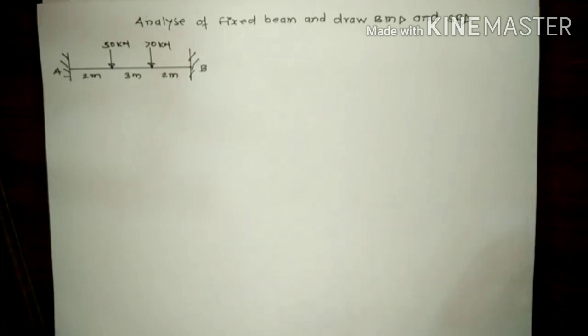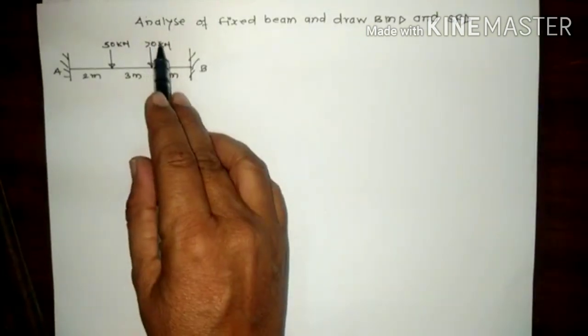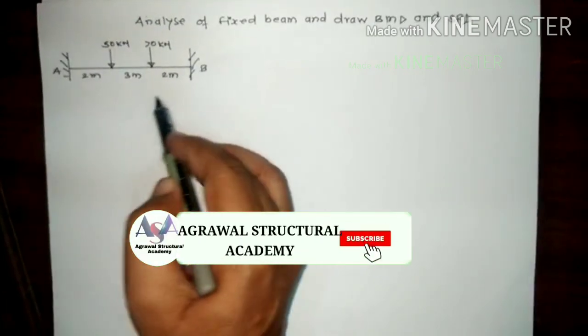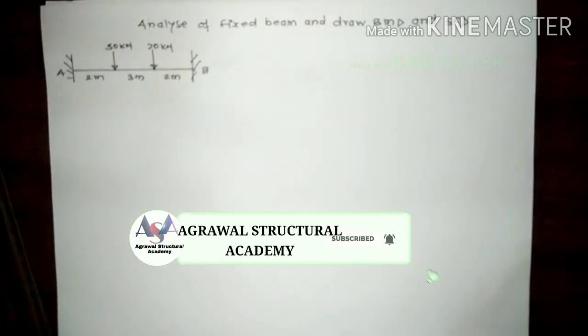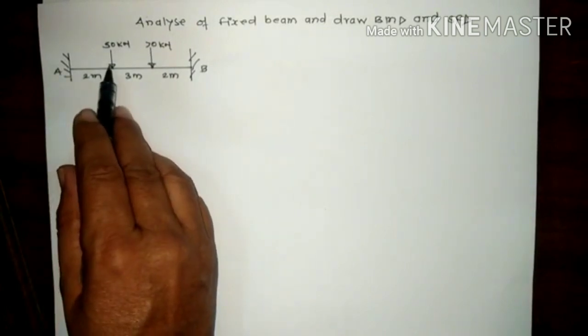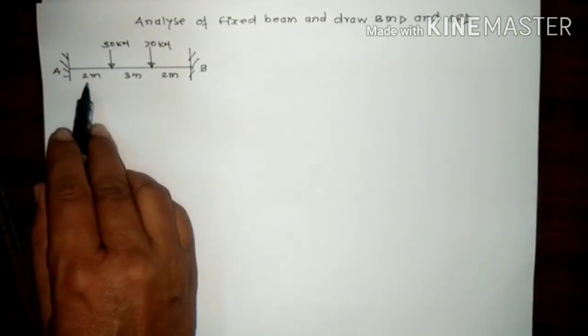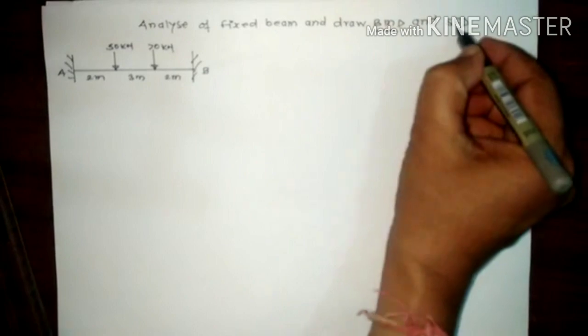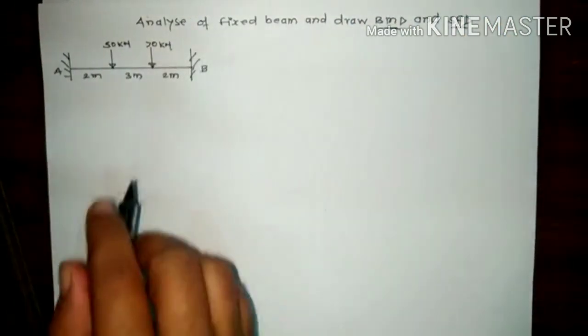Hello dear students, today we learn the analysis of a fixed beam and draw the BMD and the SFD. This beam is subjected to two point loads, 50 kN and 70 kN, at 2 meter, 3 meter, and 2 meter distances. So our aim is to draw the BMD and the SFD for this fixed beam.